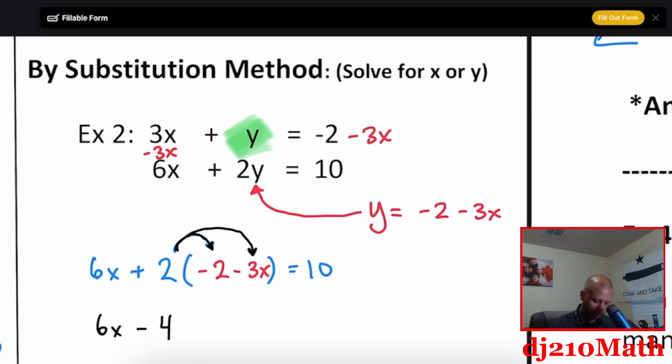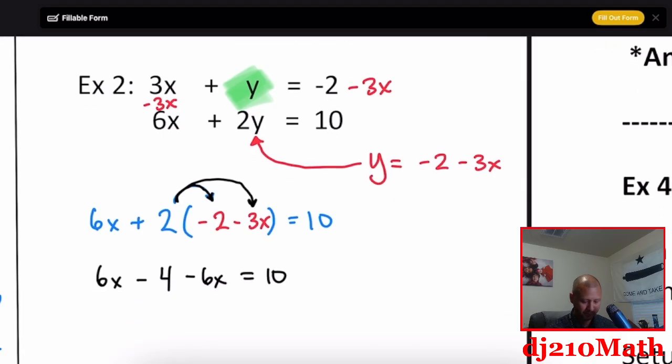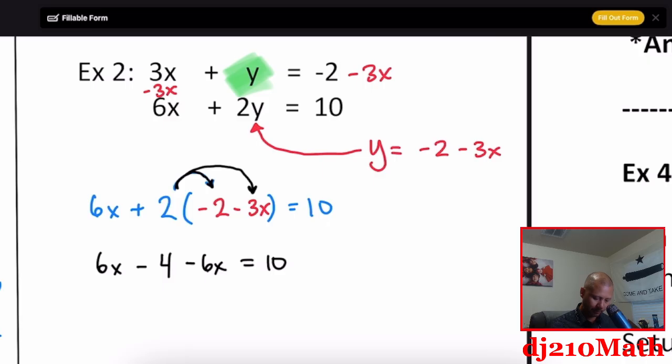2 times negative 3, so negative 6x equals 10. All right, combine like terms. Okay, so some weird things are happening. We have a 6x minus 4 minus 6x. So 6x minus 6x, those cancel. And then we have negative 4 is equal to 10.